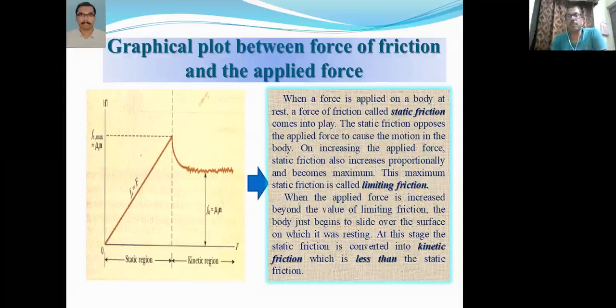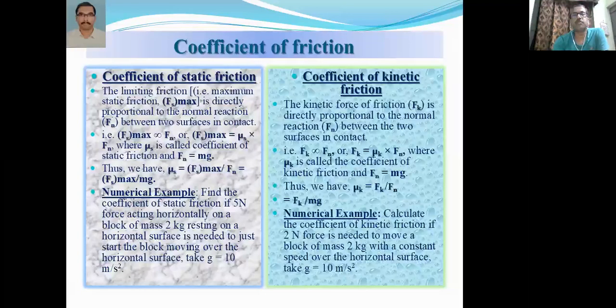Now in the second part, when the applied force is increased beyond the value of limiting friction, the body just begins to slide over the surface on which it was resting. At this stage, the static friction is converted into kinetic friction, which is less than the static friction. So the graph slightly drops here in the kinetic region.